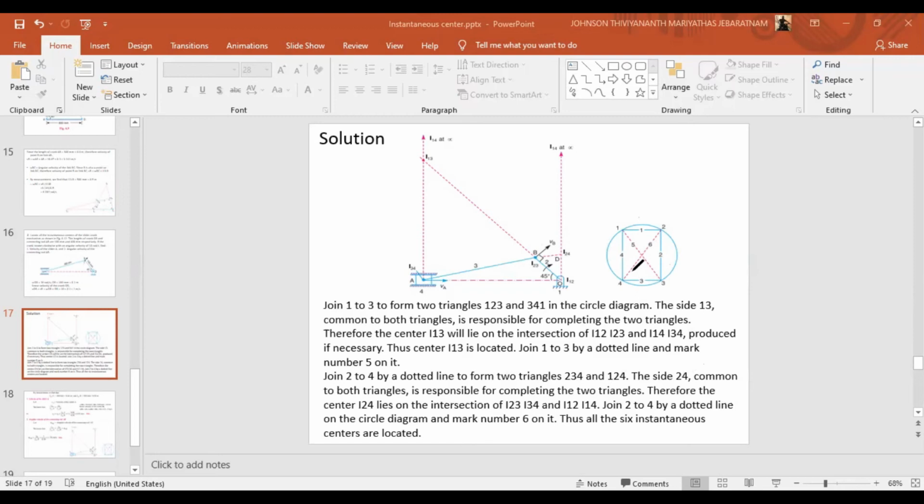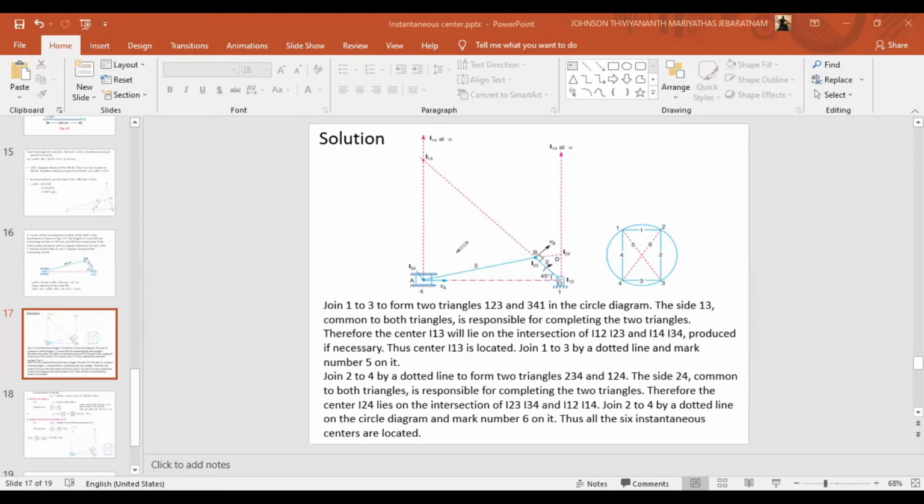Thus, all the 6 instantaneous centers are located. Now you have located all 6: 1, 2, 3, 4, 5 and 6. So now we have marked all the 6 instantaneous centers and we have found the linear velocity and angular velocity of B.